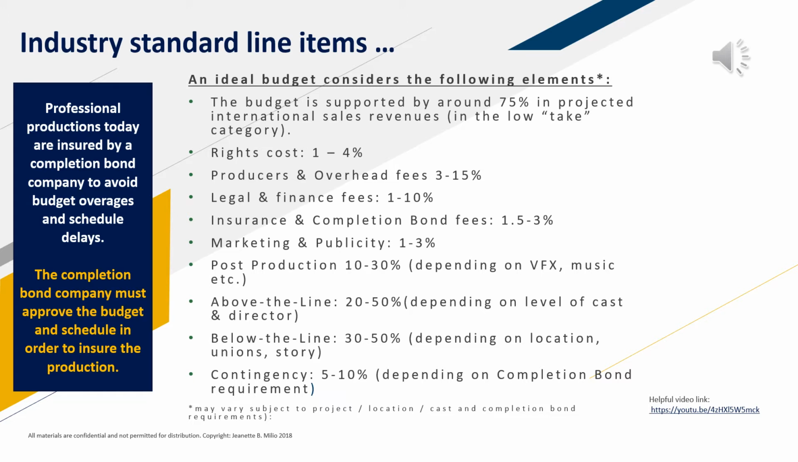The below the line could be anywhere from 30 to 50%, again depending on if it's a union production, where you're shooting it, and who the director is, because some directors have a tendency to be a little more expensive when it comes to productions, etc. Your contingency, which is something that the completion bond is going to require from you as a bit of a safety cushion, could be anywhere from 5 to 10%, and that's really something you would discuss with the completion bond company to see what they're comfortable with.